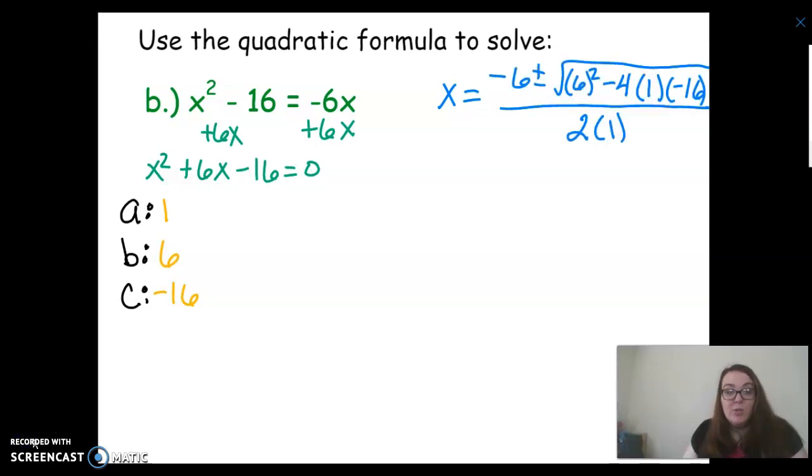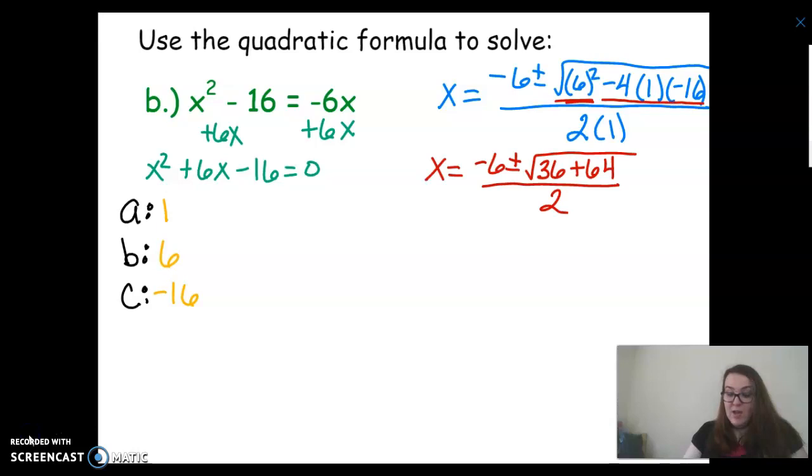So check and make sure that you put your numbers in the right spot. Now I want you to pause and begin to simplify. So you're going to pause and play at each step here, just like I did last time. So pause and play as you simplify.